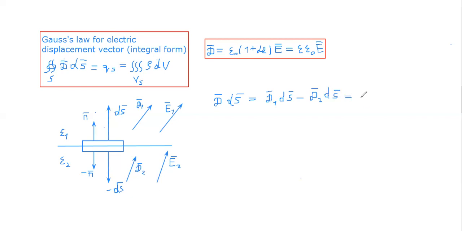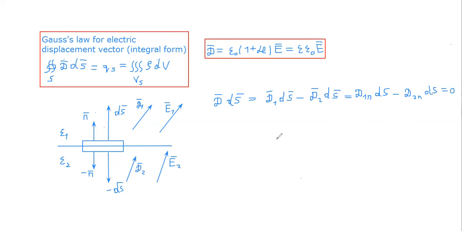As d1n ds, where d1n is the projection of vector d1 on the normal direction, the direction that is normal to the border between dielectrics, minus d2n ds. And this is equal to 0.